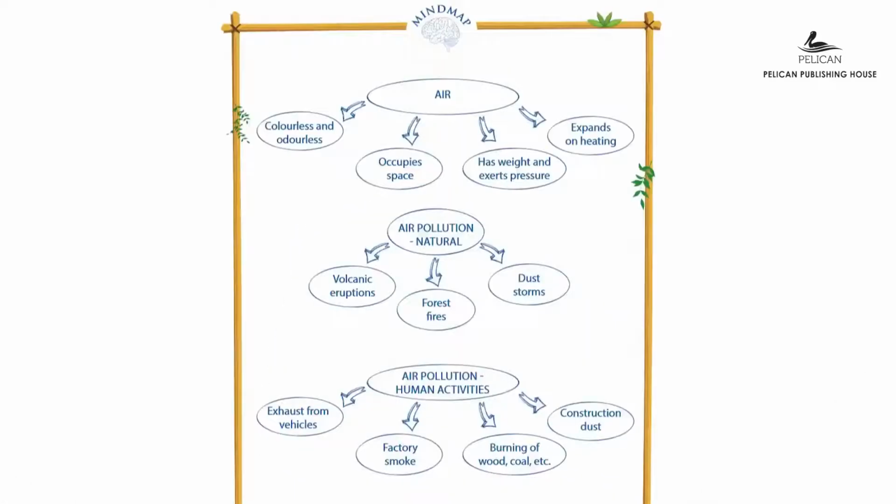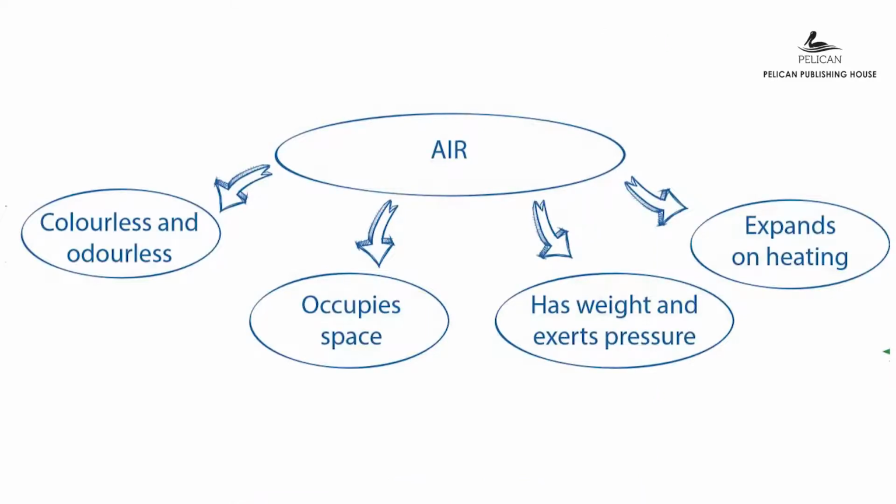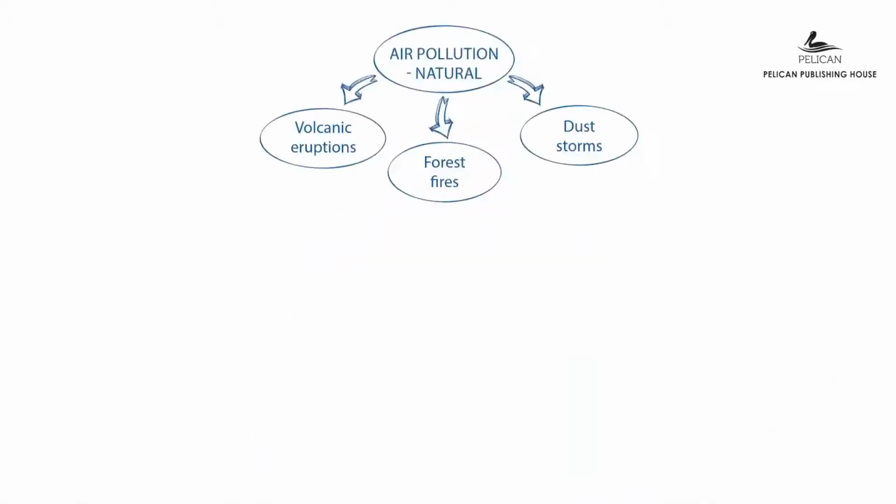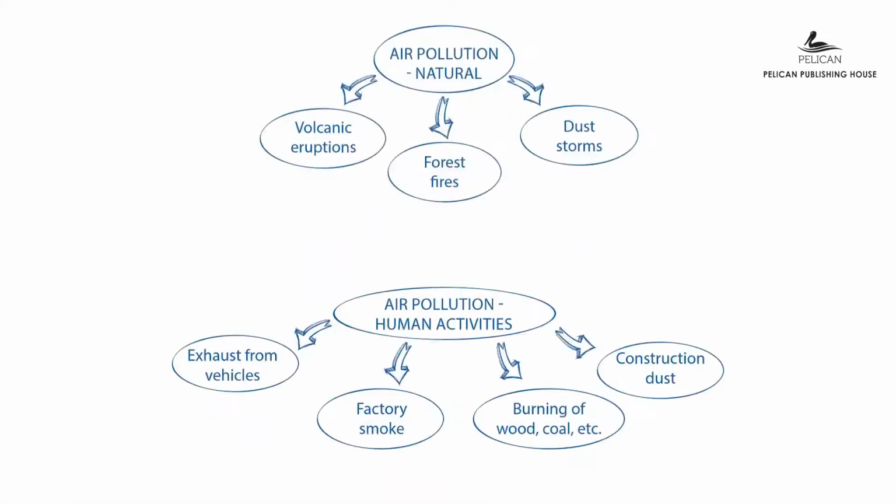Here's a mind map for you. Air. The different properties of air are: air is colorless and odorless, occupies space, has weight and exerts pressure, expands on heating. Air pollution is of two types: natural and caused by human activities.